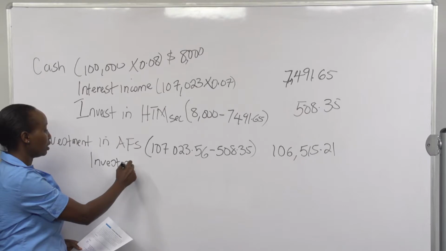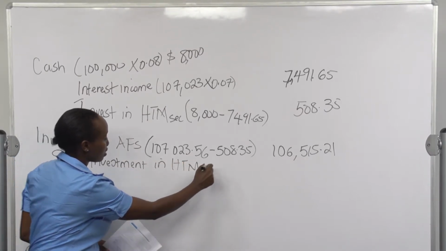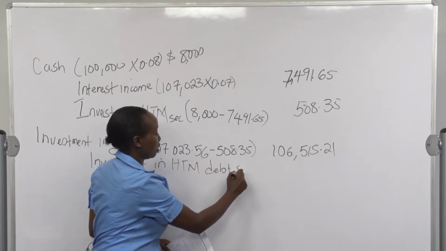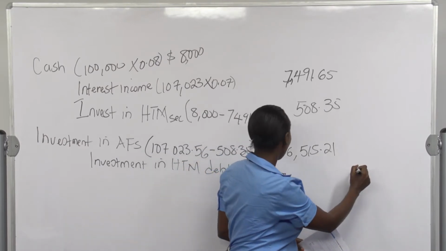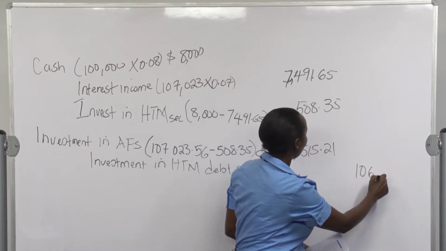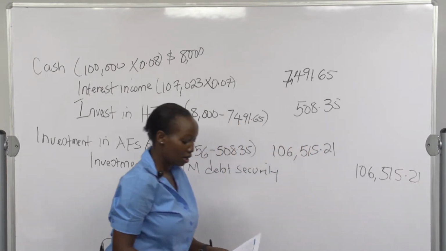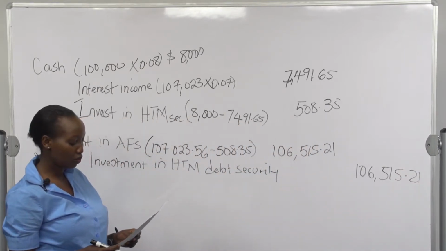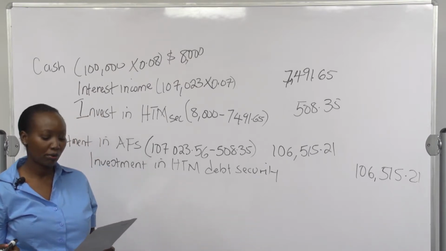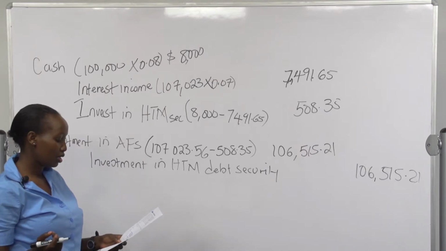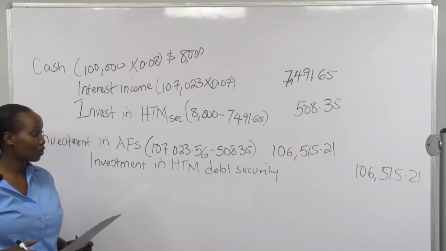held to maturity. Investment in held to maturity debt security. So we are doing a credit to the HTM category for the same amount, $106,515.21. Additionally, we do have information that the quoted price of the bonds at this time is $105,000. So there is a decrease in value.